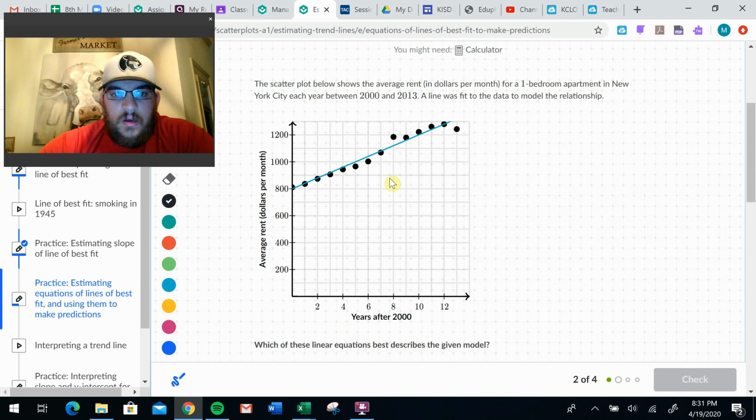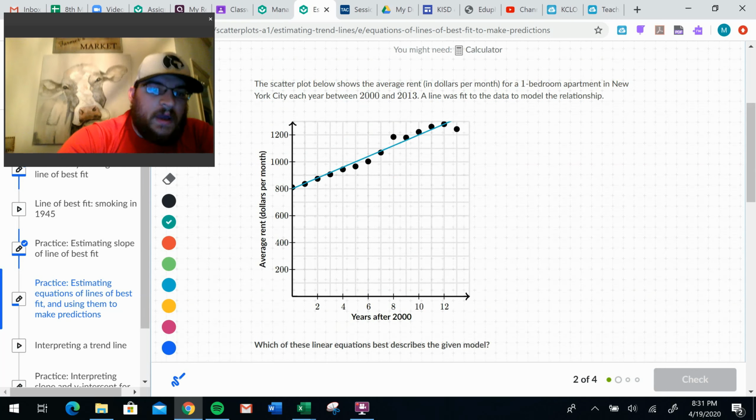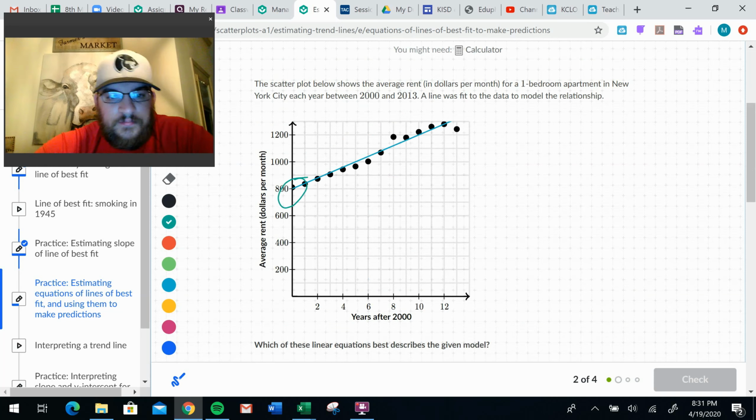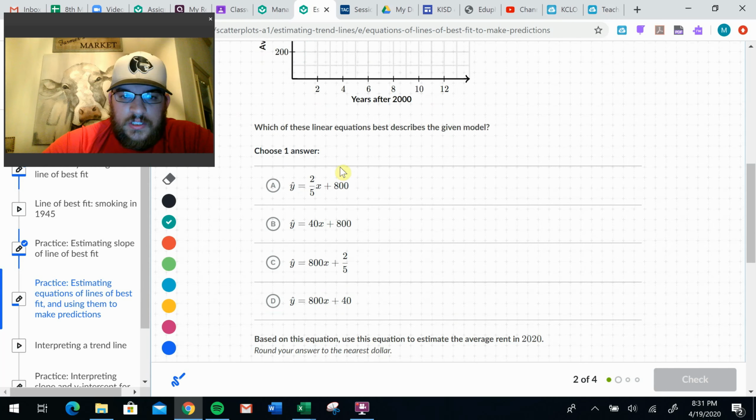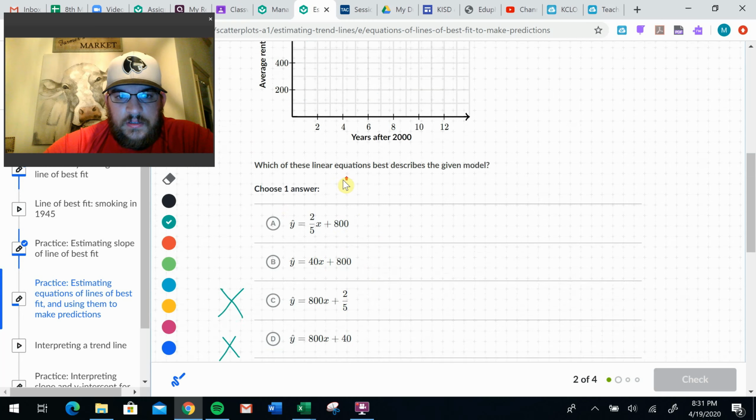Okay, well, let's go ahead and find the y-intercept. Well, the y-intercept is where it crosses the y-axis. In this case, it crosses the y-axis at 800. So my value for b should be 800. So this number right here that's being added to it will be my y-intercept. Well, there's only two answers that we can leave there, because C and D both have a y-intercept of 2/5 and 40. So those can't be correct answers. So now we're just left with two answers.